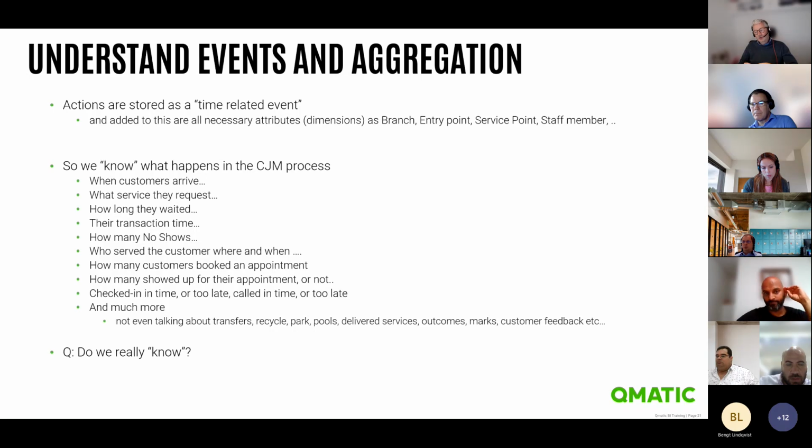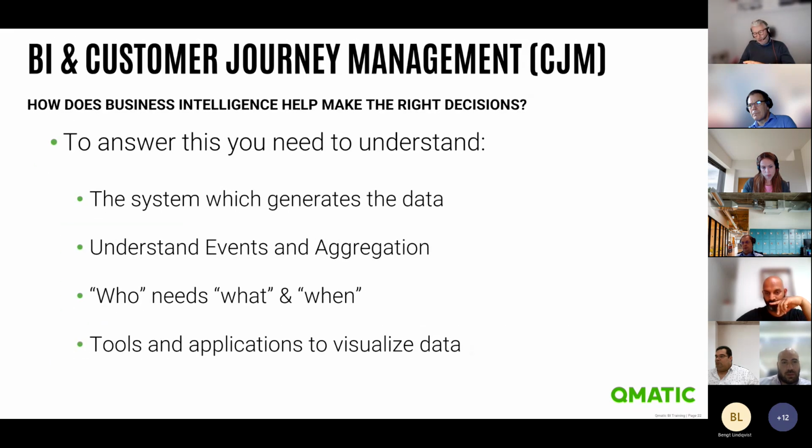So you could ask the question, do you really know by storing? And of course not. You need to then look at data, you need the visualization tools. But before we go there, I have one other story, and that is the who needs what and when.